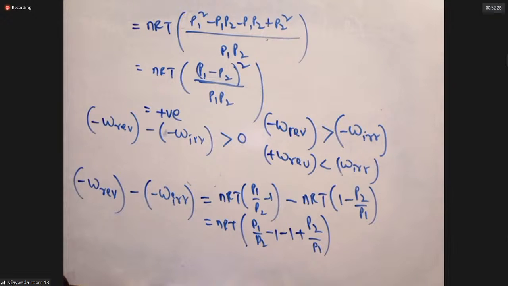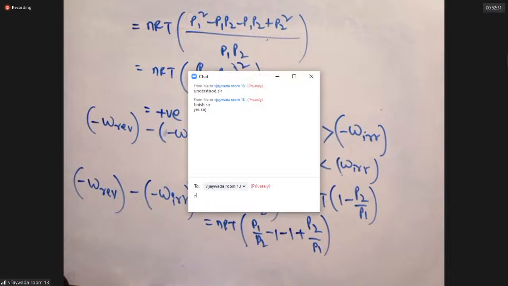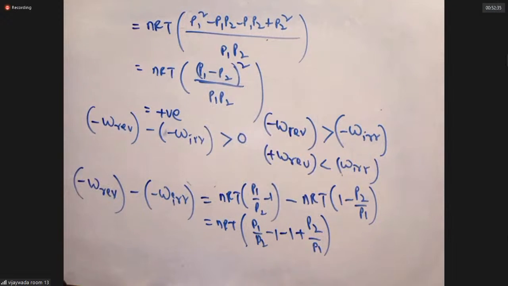Students, completed? Okay. Students, please read these concepts again because these are very, very important. Definitely you can see them in all kinds of exams. Thank you.